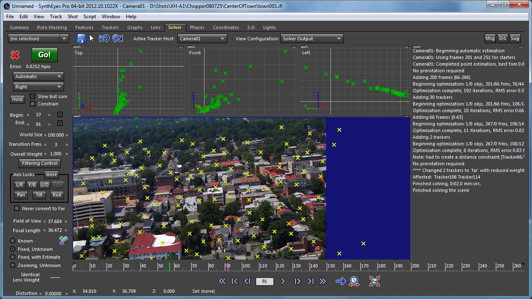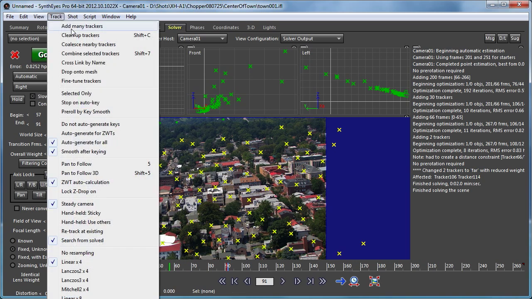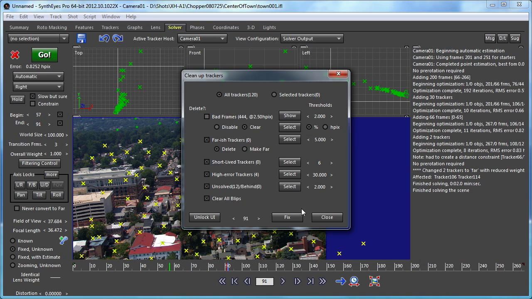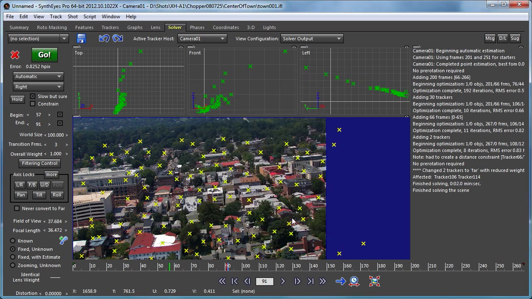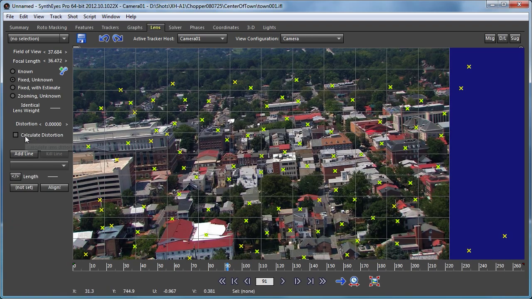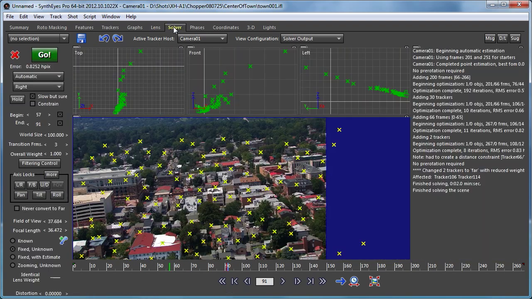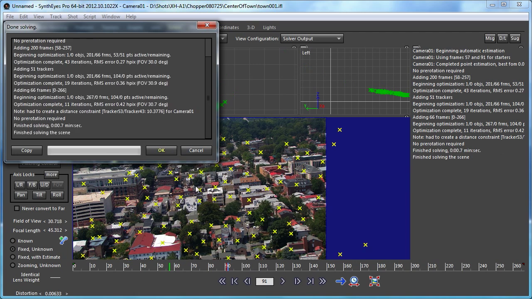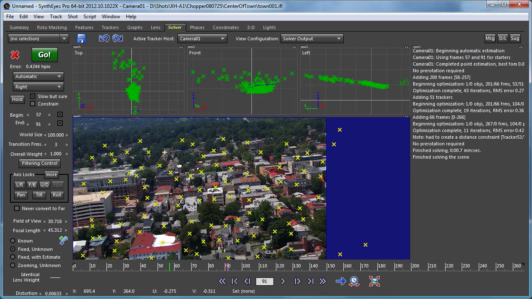So, at this point, I'll just point out, once we've got an initial solve, we can go and now run the tracker cleanup. You don't want to run the tracker cleanup when the solve isn't good in the first place. That's just going to wind up taking out perfectly good trackers. If the solve is decent, then you can go and do the tracker cleanup. And the other thing that we would want to do in this particular shot, as it turns out, is to turn on the lens distortion. And now we can go through and run the solve again.